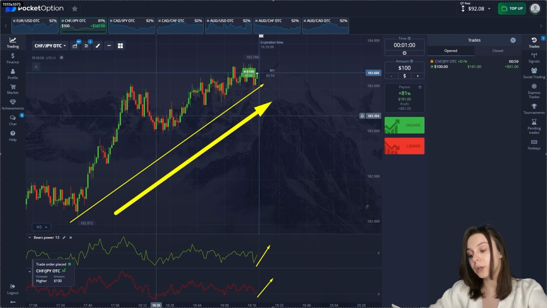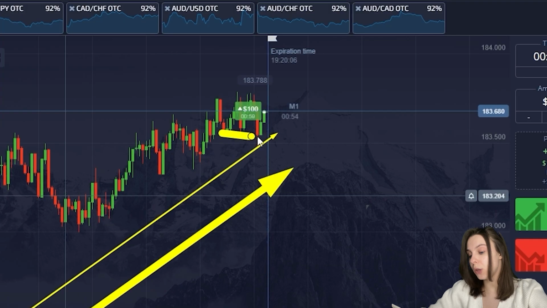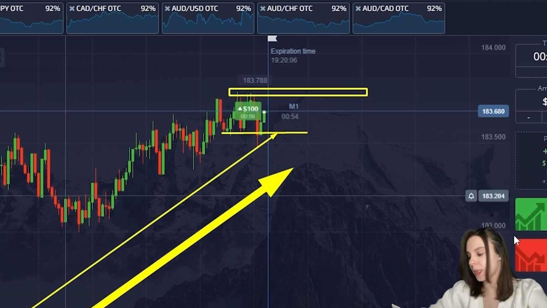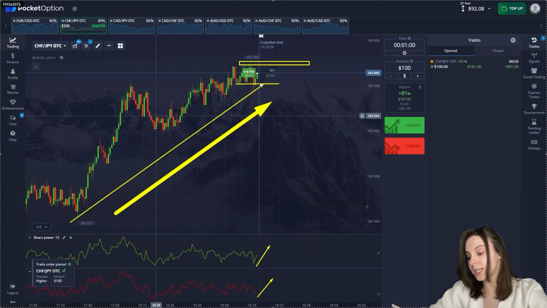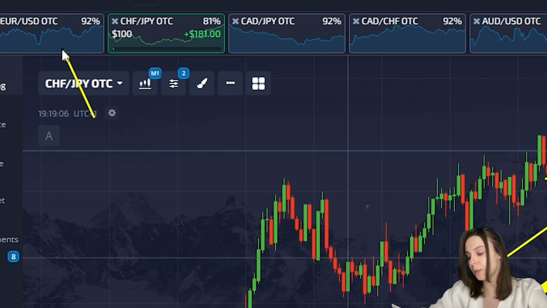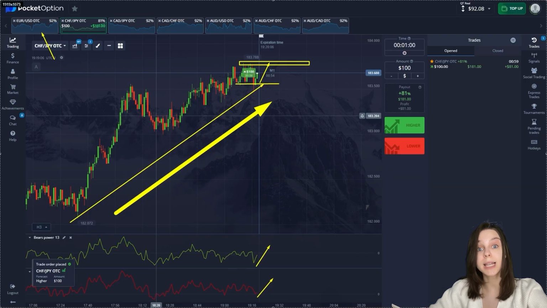Also, at the last moment we had a formation and we pushed off from the support area and we are now moving towards the resistance area. So in the upper range there is a similar picture as in the previous currency pair. Let's watch this.